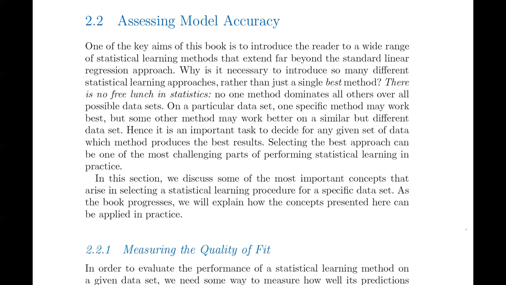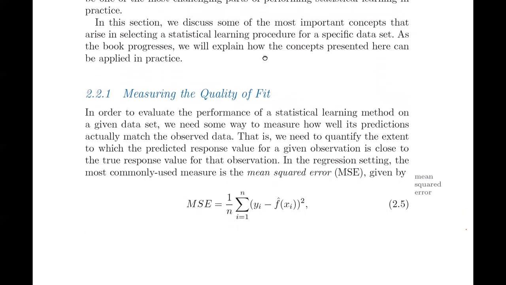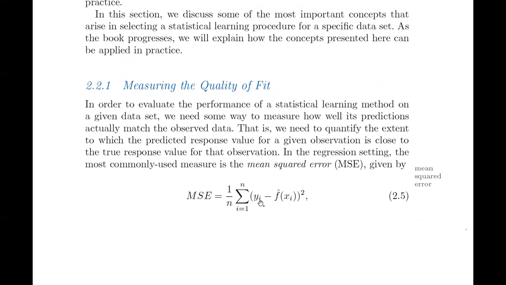Hence, it is an important task to decide for a given set of data which method produces the best results. Selecting the best approach can be one of the most challenging parts of performing statistical learning in practice. In this section, we discuss some of the most important concepts, and we get one of the very few formulae that we've considered until now. As the book progresses, we will explain how the concepts presented here can be applied in practice.